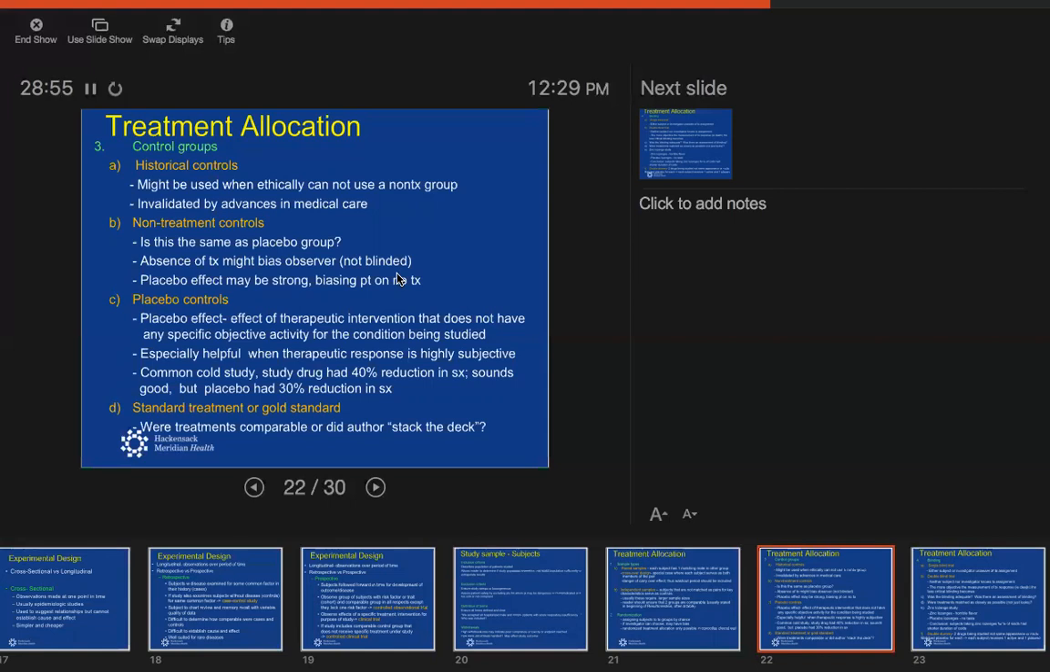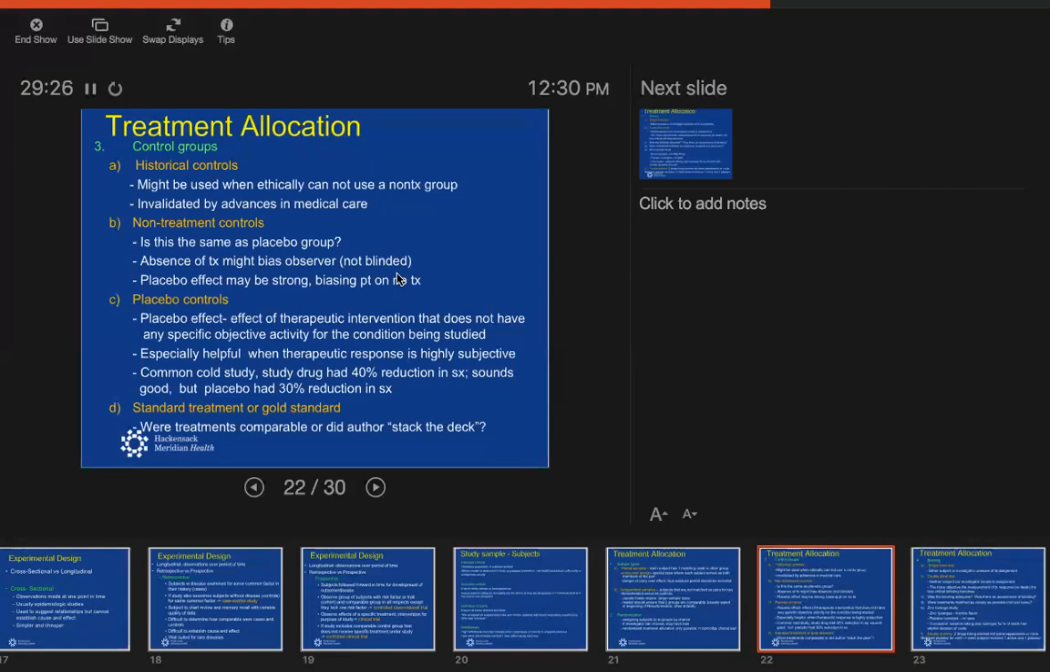What about non-treatment controls? Is this the same as having a placebo group? You just have a group that you say, we're going to give one group treatment A and the other group we're not going to give anything. So you don't get the placebo effect. Right. So what's the placebo effect? They think they're getting better. Right. So it's an effect of the therapeutic intervention that does not have any specific objective activity for the condition being studied. And it's not just the subject, but the investigator too.